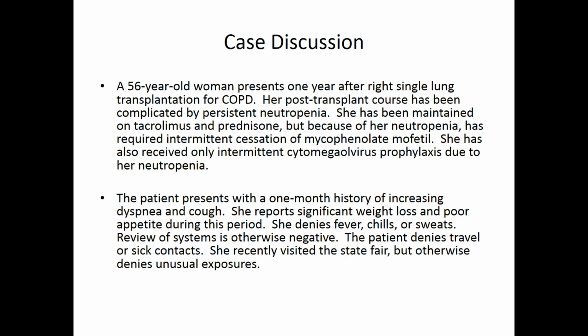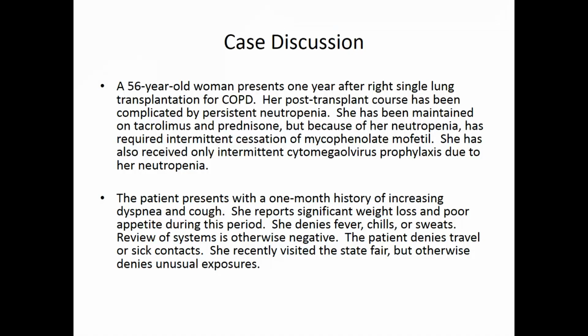Okay, a couple of cases. A 56-year-old woman presents 1 year after right single lung transplantation for COPD. Her post-transplant course has been complicated by persistent neutropenia. She's been managed with tacrolimus and prednisone, but because of the neutropenia, she's required intermittent cessation of her mycophenolate. She's also received only intermittent CMV prophylaxis due to her neutropenia. She presents now with a 1-month history of increasing dyspnea and cough.